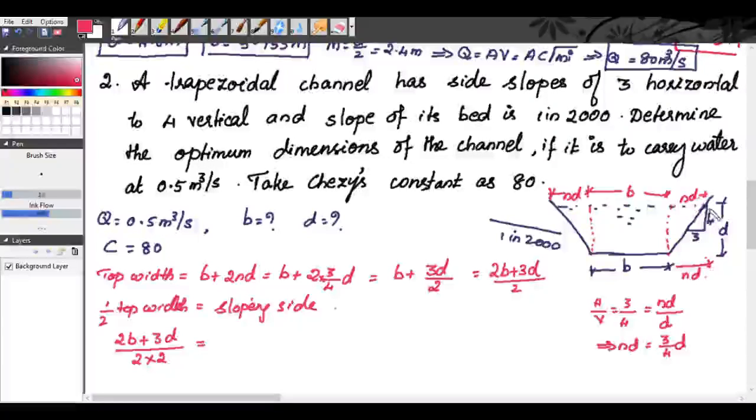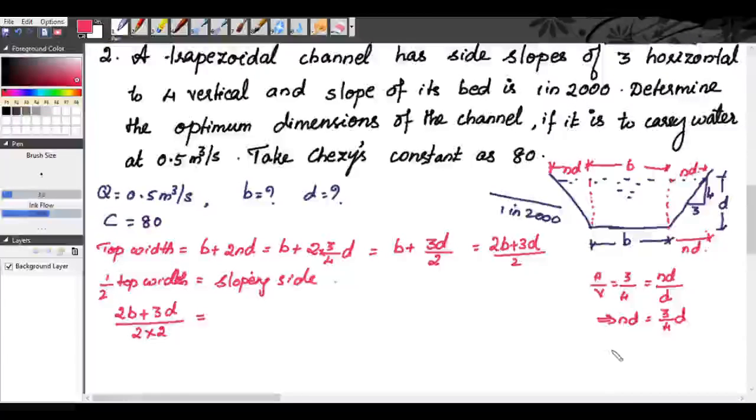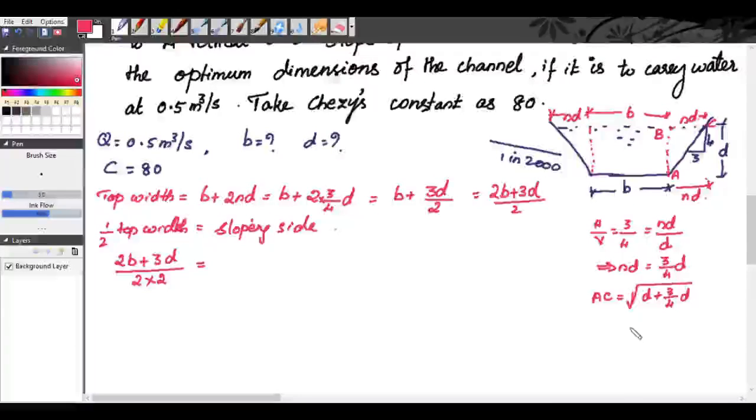Sloping side, we know the formula, so we will find what is the sloping side. Let us take this as A, B, C. So AC is equal to square root of AB squared plus BC squared. AB is d, plus BC is nd, and nd is 3 by 4 times d.